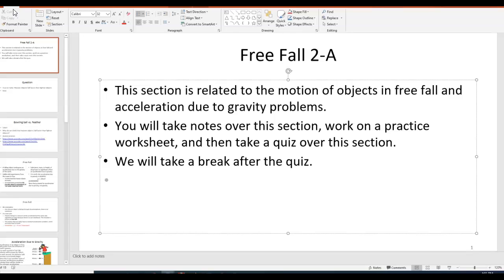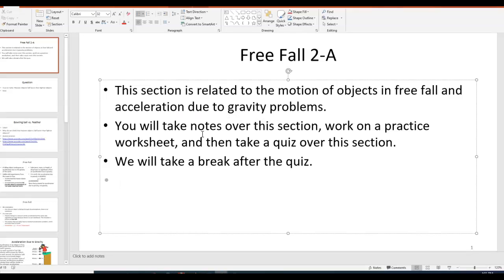Okay, so this is the first video in Unit 2, which covers free fall and projectile motion. A lot of the stuff in this unit is just a continuation of the concepts we learned in the first unit over kinematics. So this is free fall 2a. This section is related to the motion of objects in free fall and acceleration due to gravity problems.